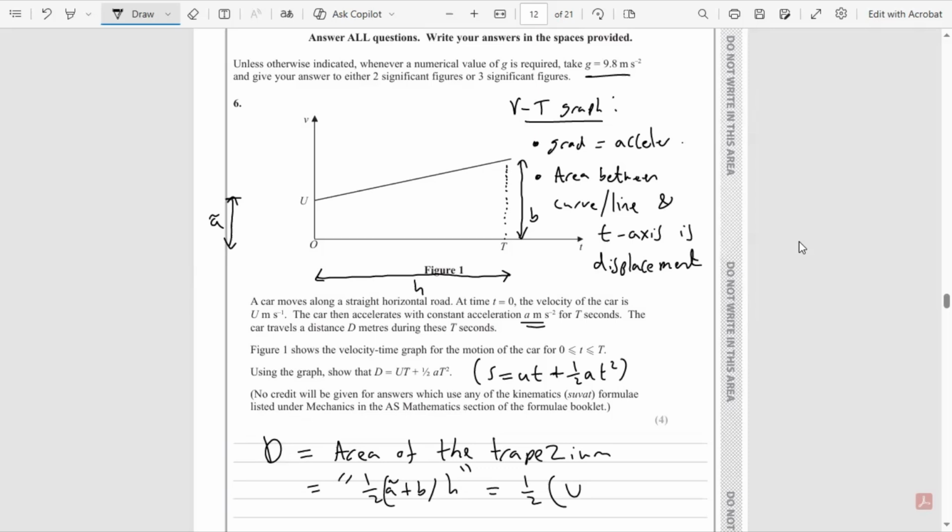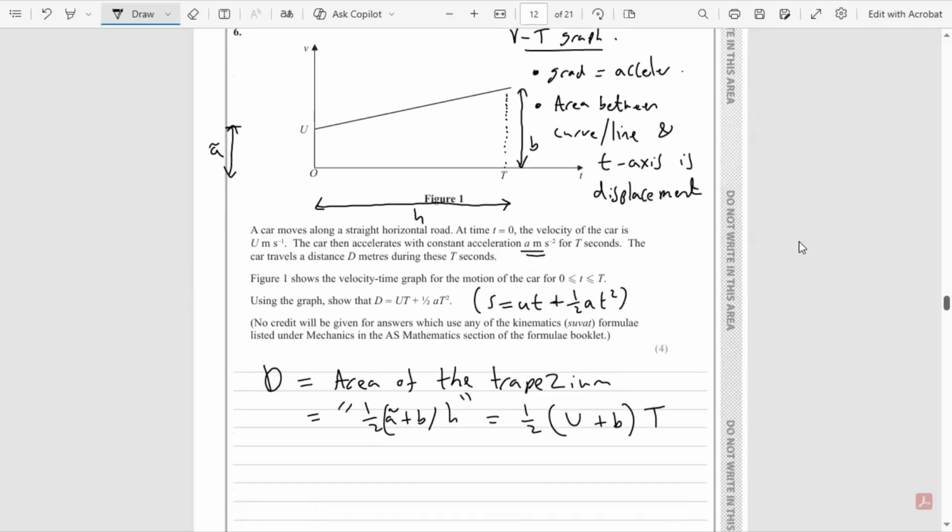And then we have this b, which we don't know quite yet, but we'll come to work that out. And then the h in the formula is going to be t, capital T. Perfect. So we now need to find the b. How can we find the b? Well, again, we know that the gradient of a velocity time graph is the acceleration. So we can make use of that.